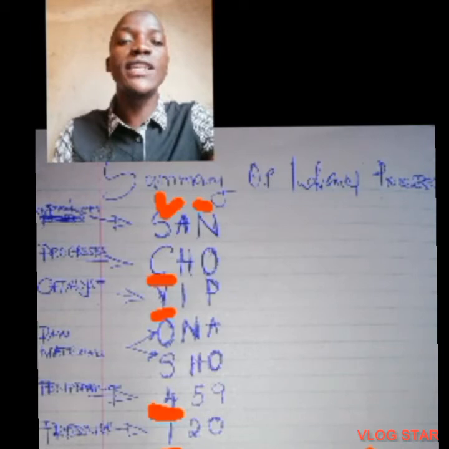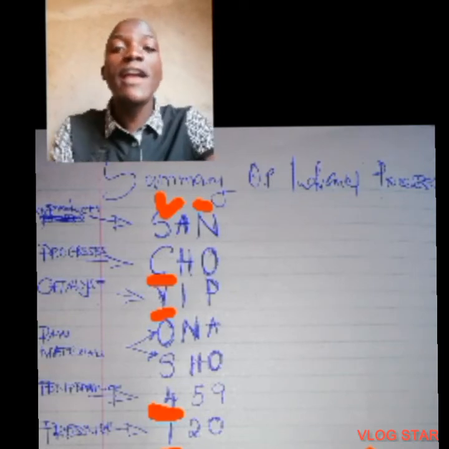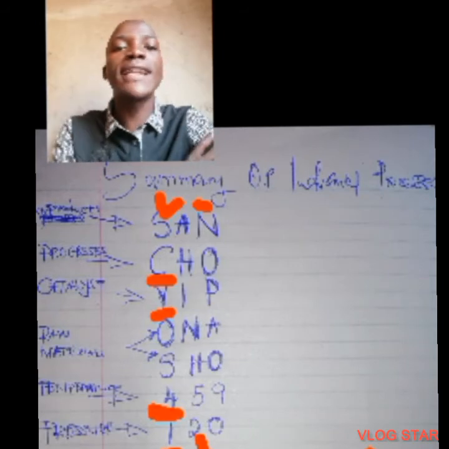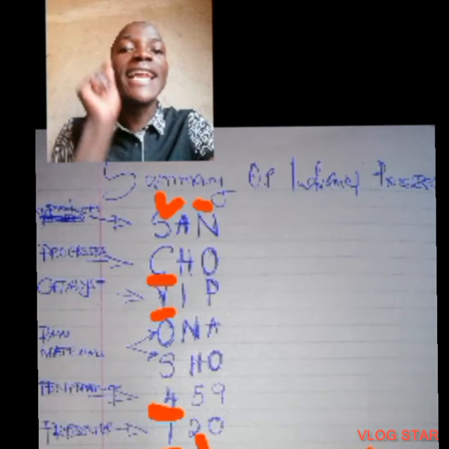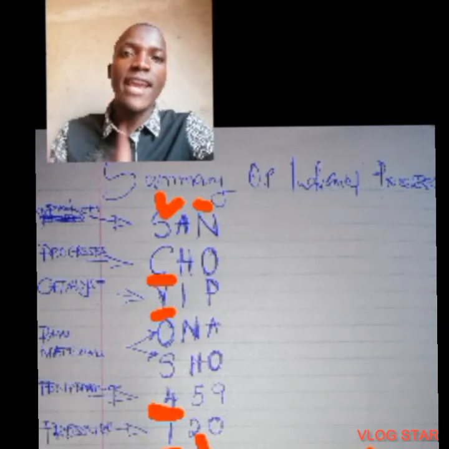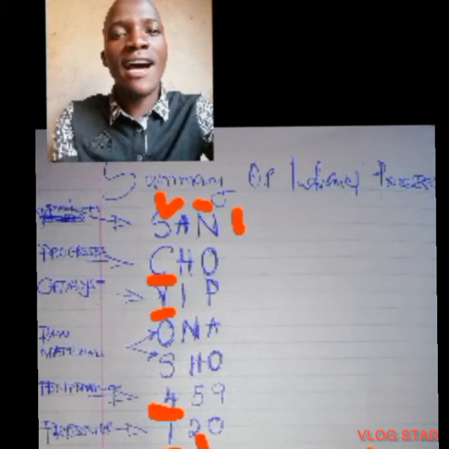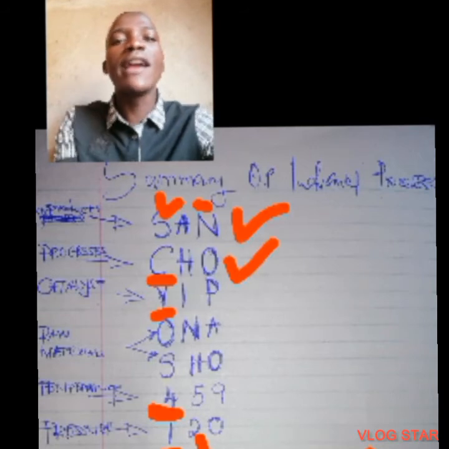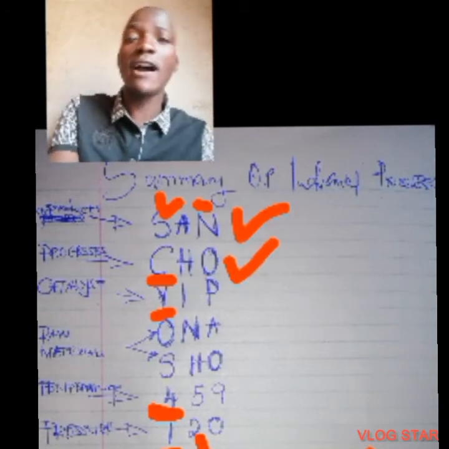Then the temperature used is 450 to 500 degrees Celsius. Then the pressure used is 200 atmospheric pressure. Then the last column, N, represents nitric acid. Nitric acid is manufactured by the process called the oxidation process, or catalytic oxidation of ammonia.